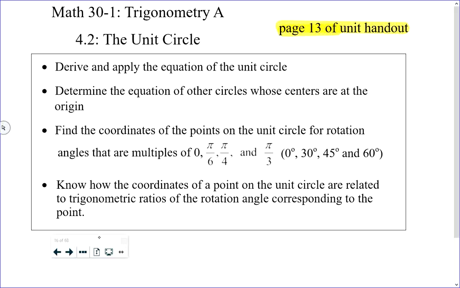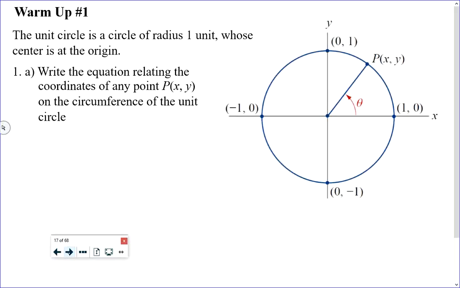Okay? And then once we're done that, the question that students have is, who cares? What's the big deal about these coordinates? Well, it turns out that they are significant in terms of trigonometric ratios. So to begin with, the unit circle is a circle of radius 1 unit. This is why it's called the unit circle. The radius of this circle is 1, and it's centered at the origin.